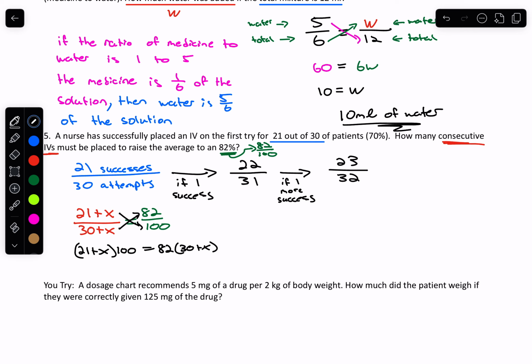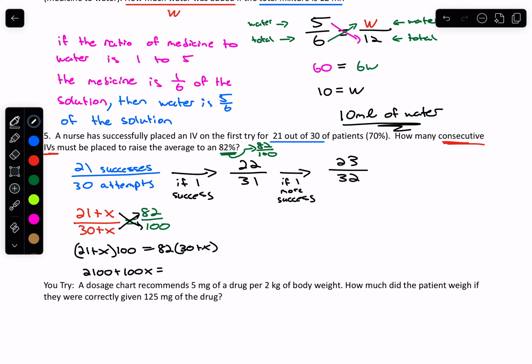If I distribute the 100, I get 2100 plus 100x is equal to 82 times 30, which is 246 with a 0 on it. The way I did that, by the way, is I just multiplied 82 times 3 to get 246, but then tacked a 0 on. And that's plus 82x, because I distribute the 82 to both places. I'm going to move this up here so I can keep working. So we have 2100 plus 100x equals 2460 plus 82x.